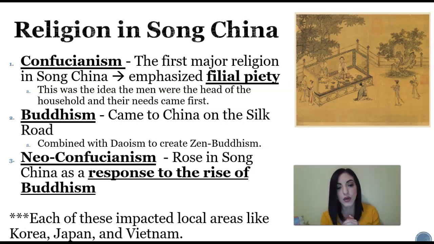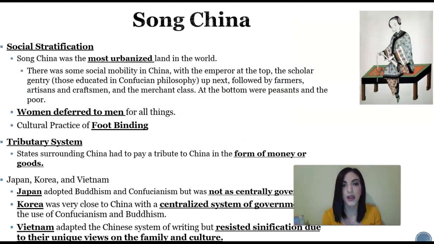It's also important to know that each of these religions also impacted local areas like Korea, Japan, and Vietnam. Even though all of these at the time technically were independent countries, they did have a very strong Chinese influence surrounding them as well.